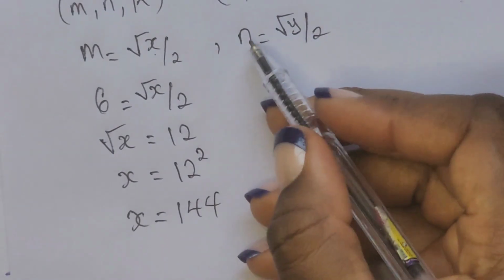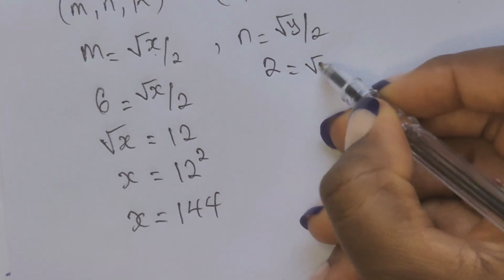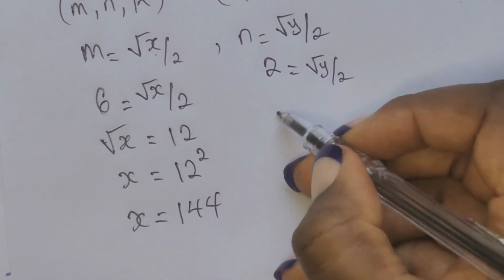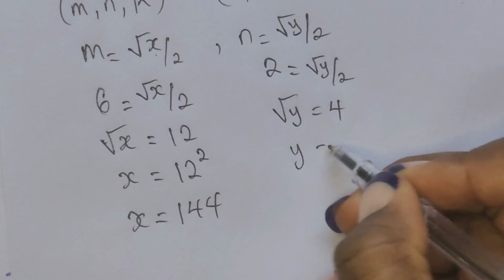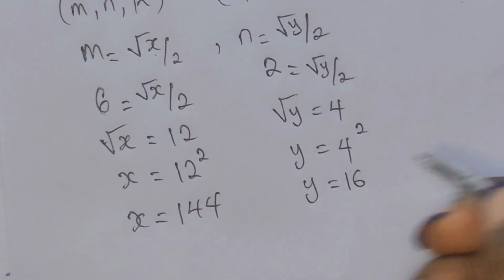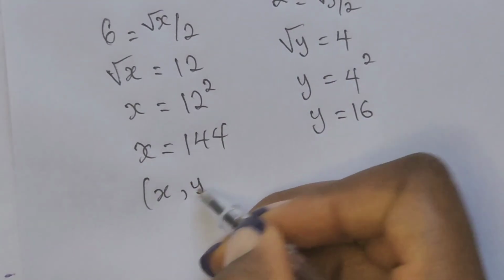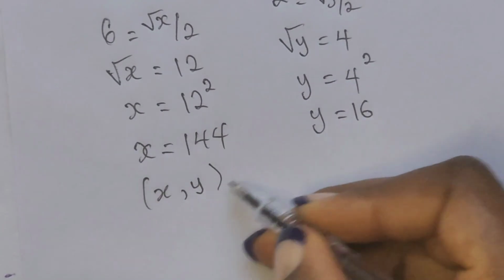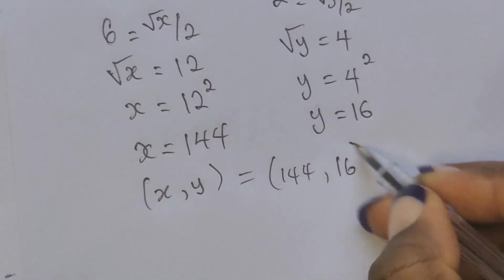And for here we have n equal to 2. So we have 2 equal to root y over 2. And our root y is equal to 4. So our y is equal to 4 to the power of 2. And y is equal to 16. So we've gotten the value of x and y to be equal to 144 and 16.